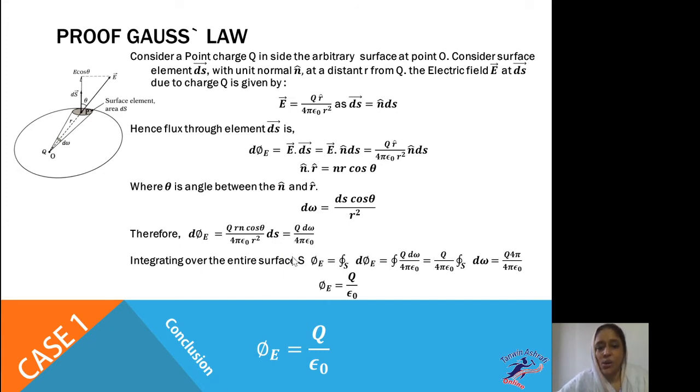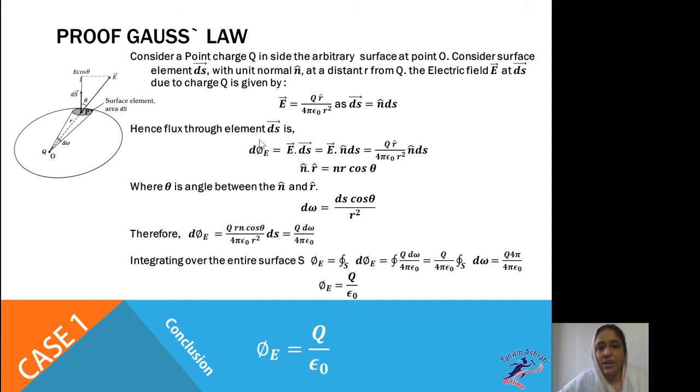Now we integrate over the entire surface S to find the entire flux due to the entire surface. So we take the integration of dΦ over a closed surface. Now q/(4π ε₀) is a constant quantity. We take only the integration of the solid angle dΩ, which, as we learned in the previous lectures, is 4π, a constant quantity. This 4π cancels, and q/ε₀ remains. So we conclude that the flux coming out of this surface is q/ε₀.